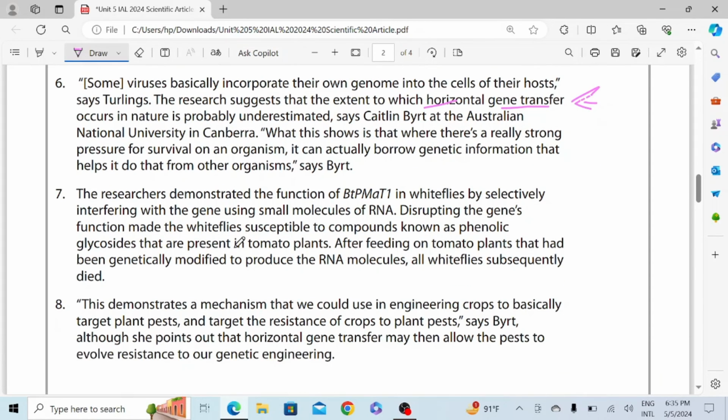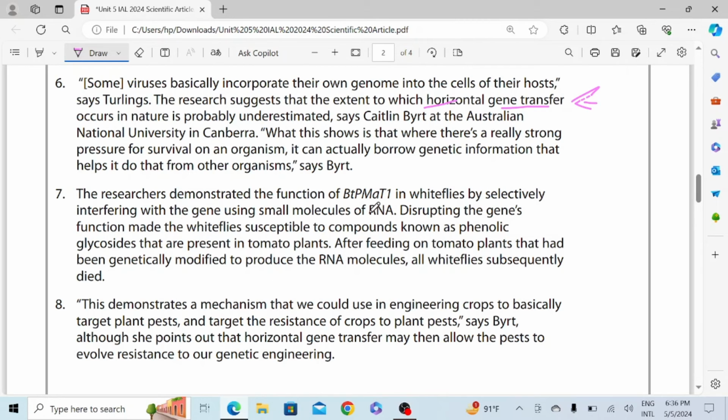Then they said the researchers demonstrated the function of BTPMAT1 in whiteflies by selectively interfering with the gene using small molecules of RNA. Disrupting the gene's function made the whiteflies susceptible to compounds known as phenolic glycosides that are present in tomato plants. After feeding on tomato plants that had been genetically modified to produce RNA molecules, all whiteflies subsequently died.